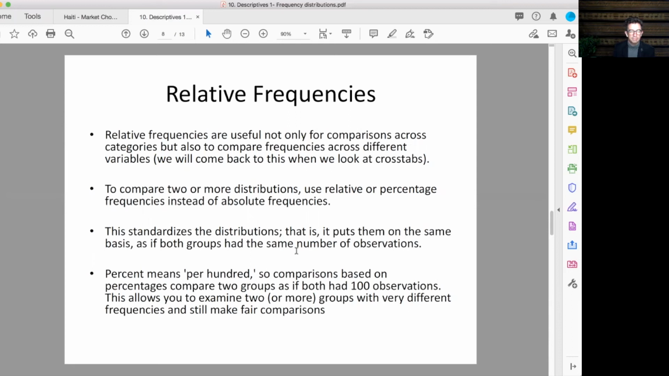Percent, of course, means per 100. So comparisons on percentages compare two groups as if both had 100 observations. So this allows you to examine two or more groups with very different frequencies and still make fair comparisons.